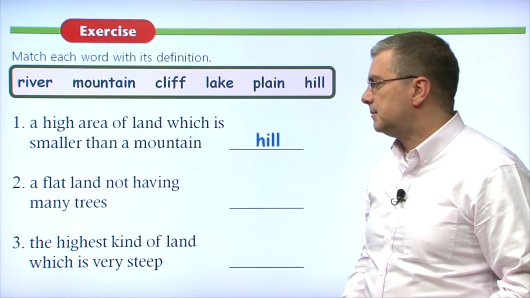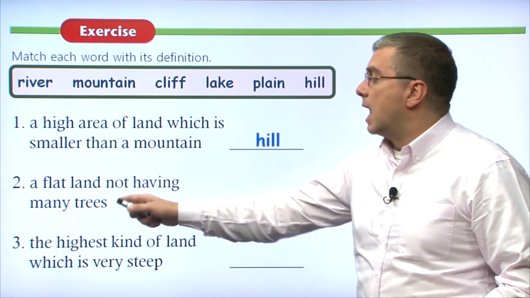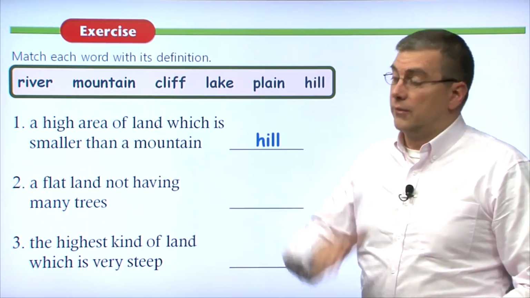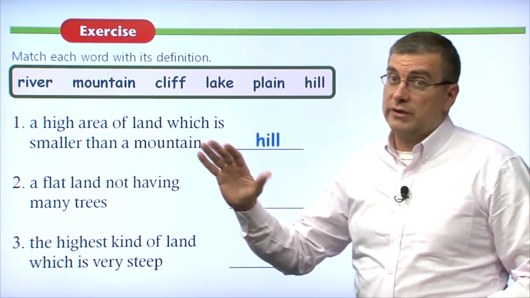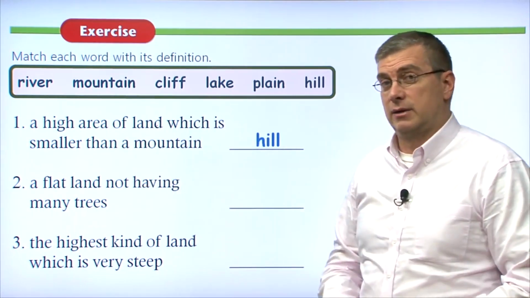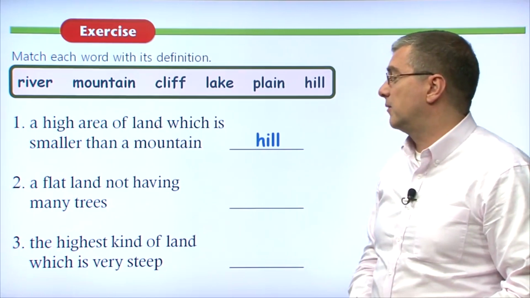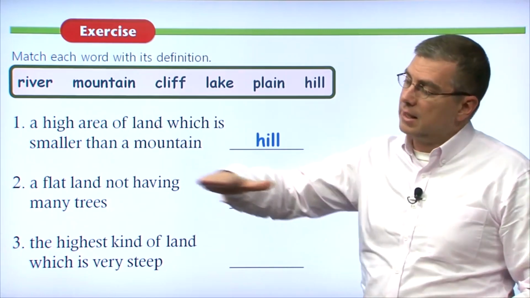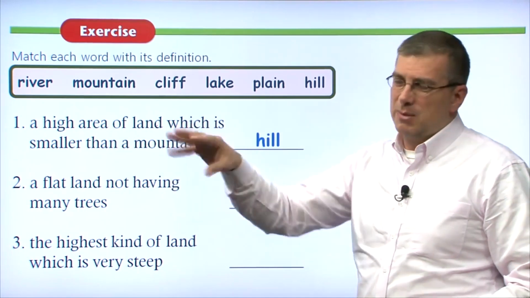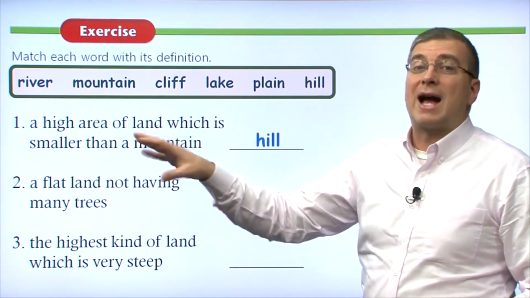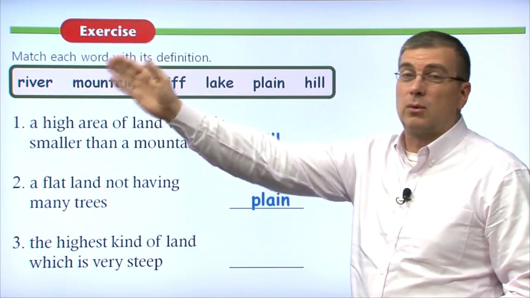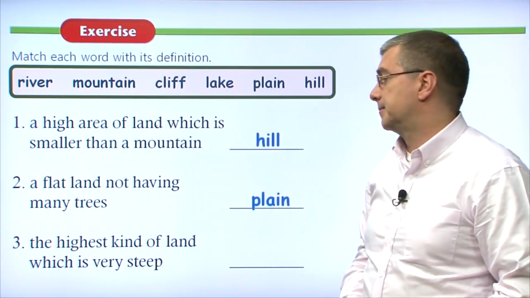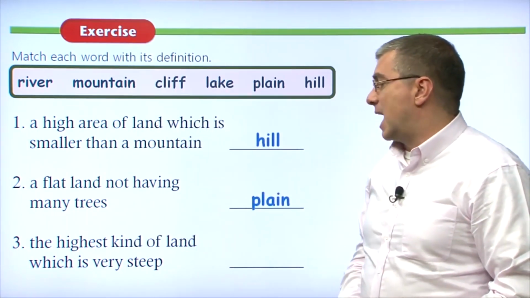Okay, number 2. A flat land not having many trees. So a flat area of land, not many trees on it, usually there's grass on it. And what do we call that type of land? We call that, of course, a plain. That is a plain. Flat land, not many trees, maybe a few trees, but usually grass growing on the land. You can see for really far. Those are plains.